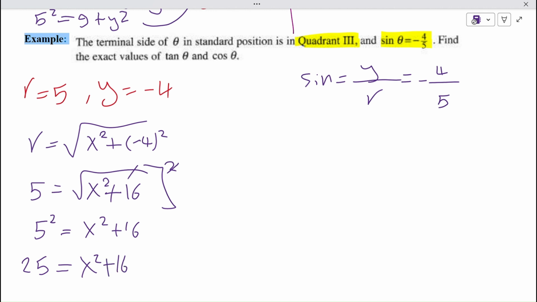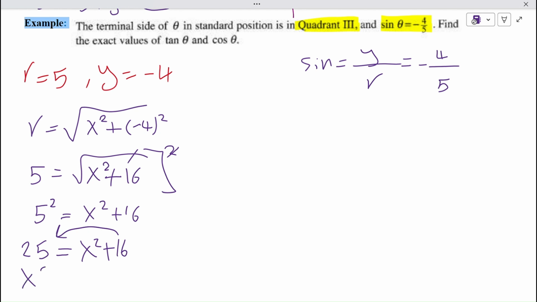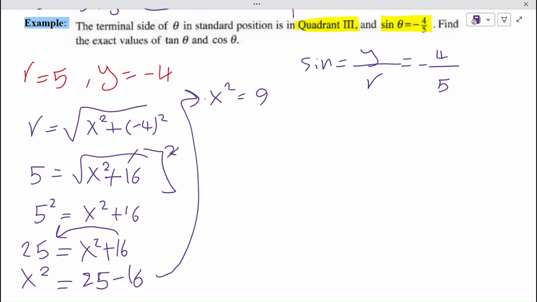Then we will put this 16 on the other side. x square is equal to 25 minus 16. 25 minus 16 is equal to 9. We will solve it here. x square is equal to 9. By taking the square root from both sides, x is equal to negative or positive 3.